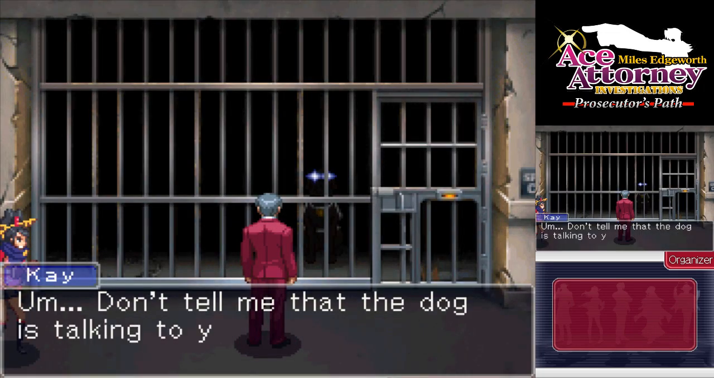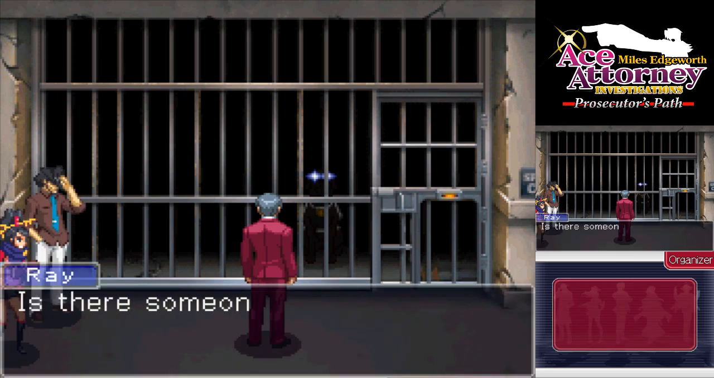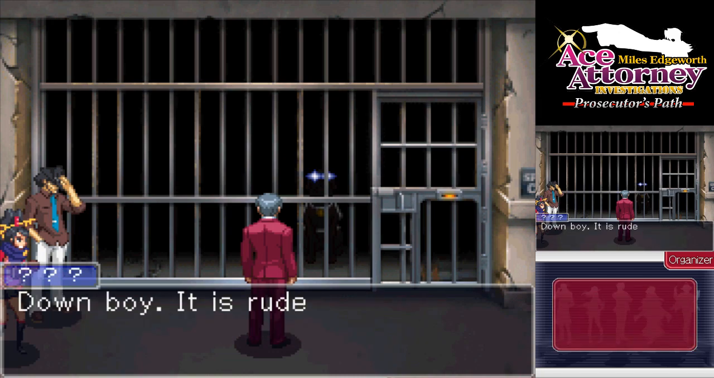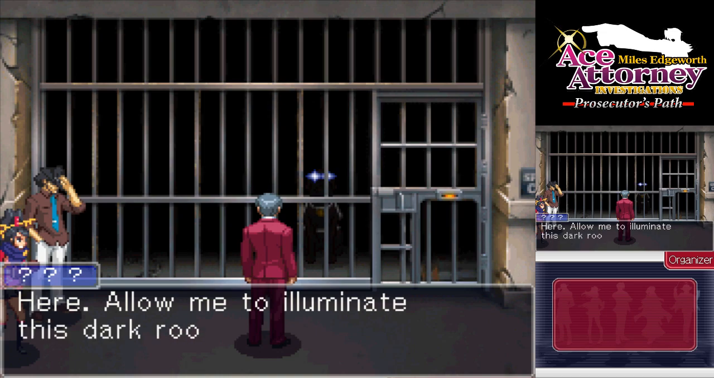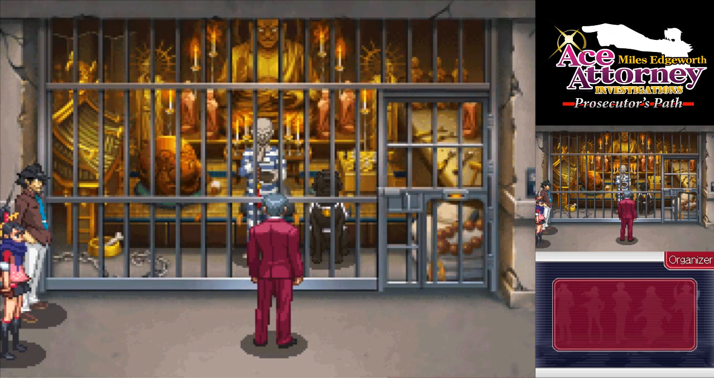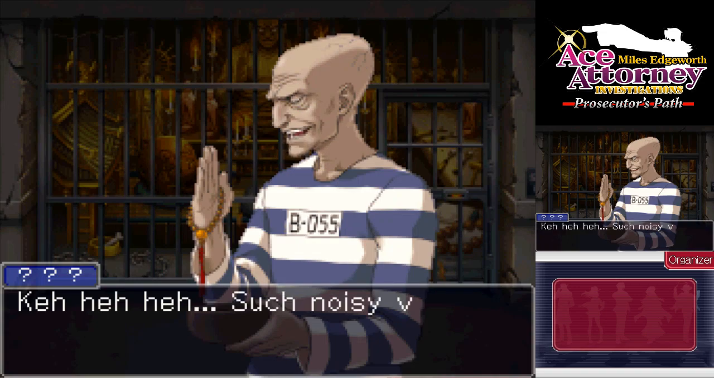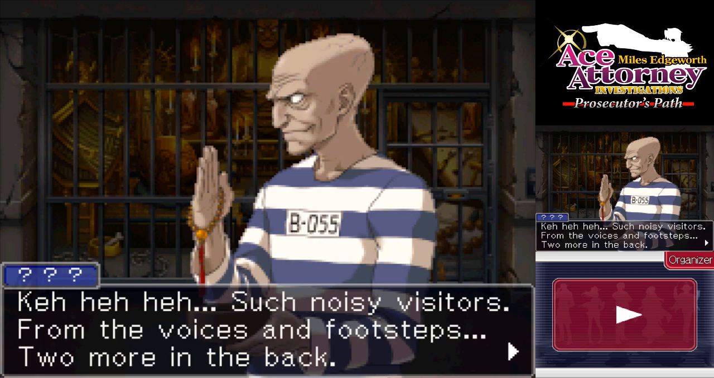Don't tell me that the dog is talking to you, Mr. Edgeworth. Is there someone else there? I can't see anything, though. Down, boy. It is rude to frighten the visitors. Here, allow me to illuminate this dark room. Oh. Okay, I guess it isn't who I thought. Such noisy visitors. From the voices and the footsteps. 2 more in the back.